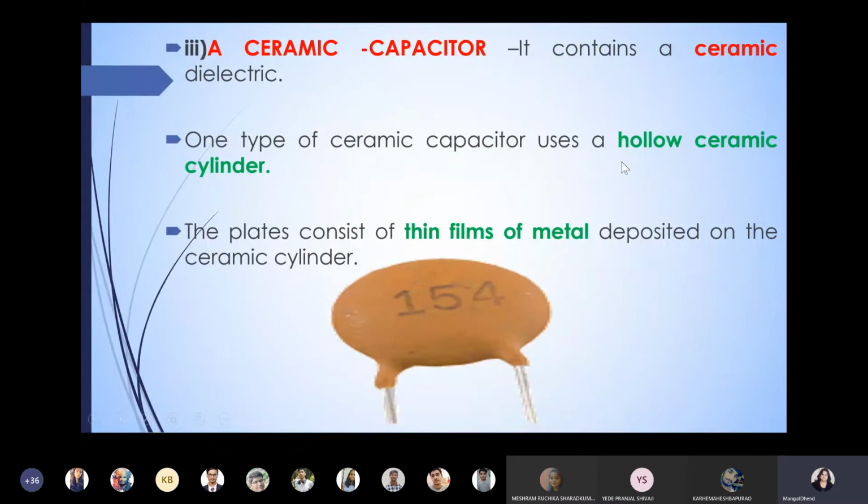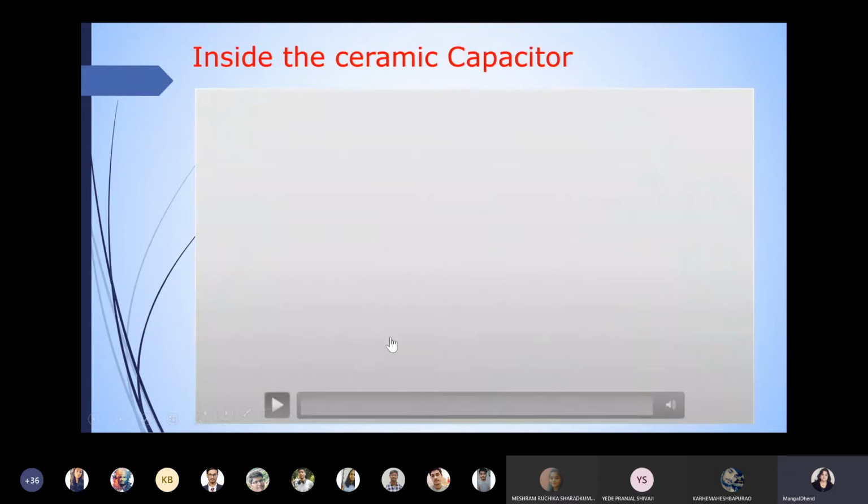One type of ceramic capacitor uses a hollow ceramic cylinder. You can see it will be hollow. The plates consist of thin films of metal deposited on the ceramic cylinder. Here is a difference: thin metallic sheets, films, will be there, but they will be deposited on the ceramic cylinder. I have collected one video to help you understand. See how it is deposited.